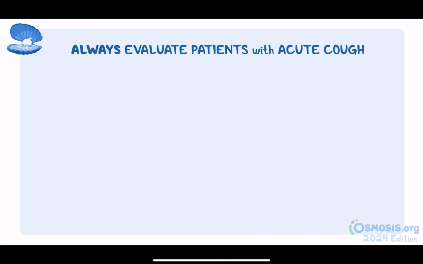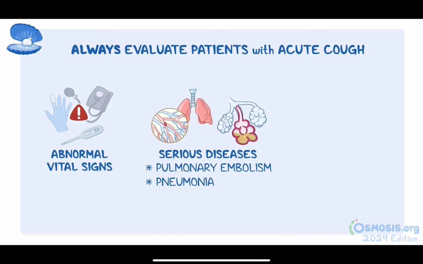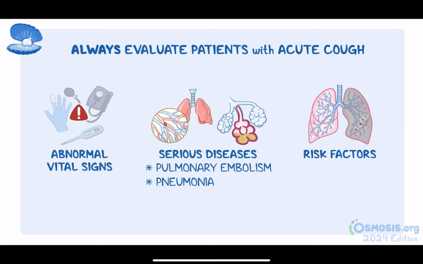Now here's a clinical pearl. Even in stable patients, always evaluate patients with an acute cough for features like abnormal vital signs, symptoms of serious diseases like pulmonary embolism or pneumonia, and risk factors for serious diseases like lung cancer, which will require a different approach than patients without these features.